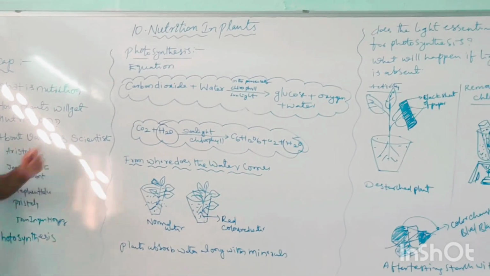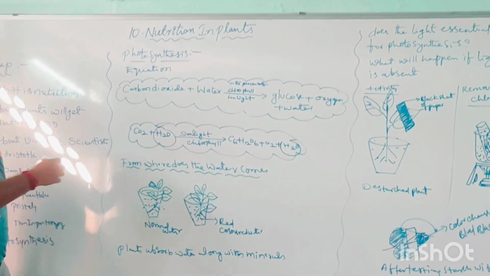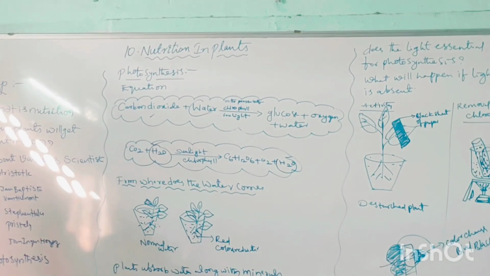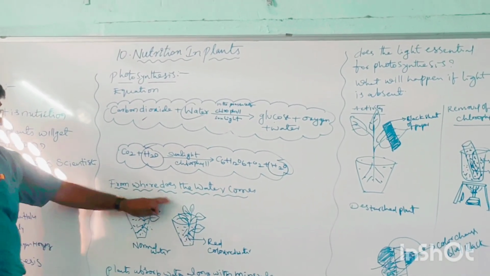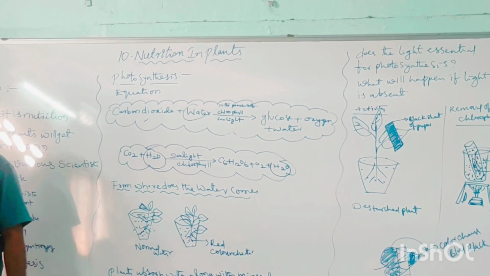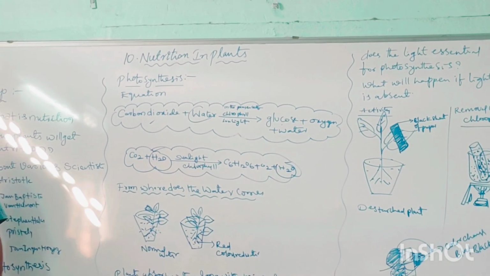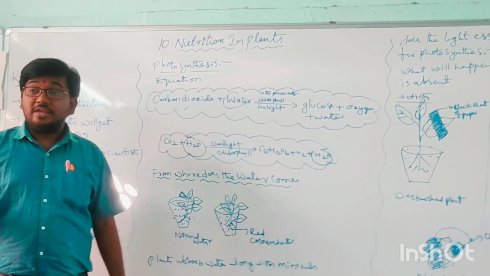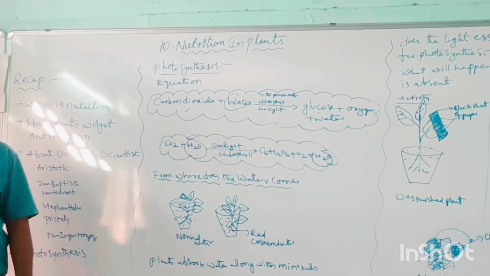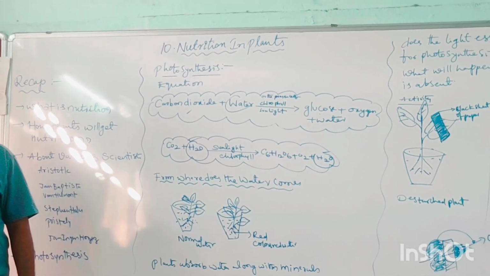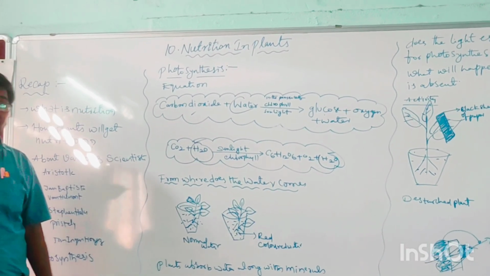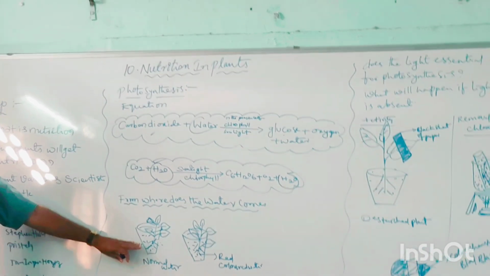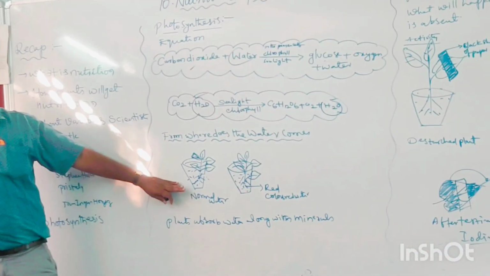You understand? Now we said that water, carbon dioxide and sunlight are essential for photosynthesis. Then from where does the plant absorb water? From the soil. In which part of the plant is water absorbed? Roots. So recall the experiment which we did in the 6th standard. Have you remembered this one? Yes.